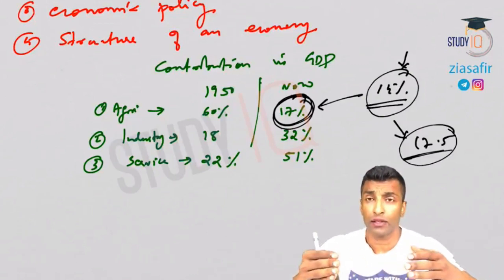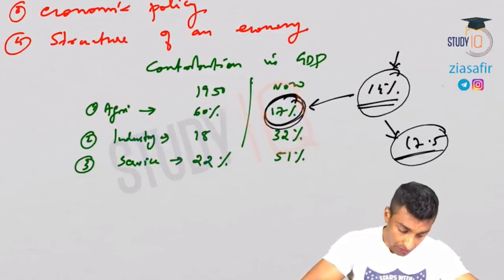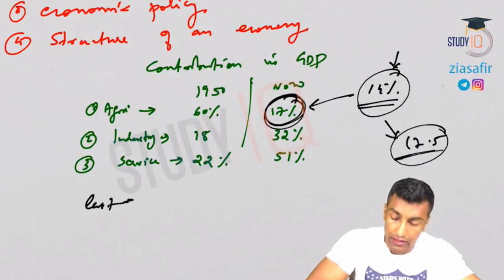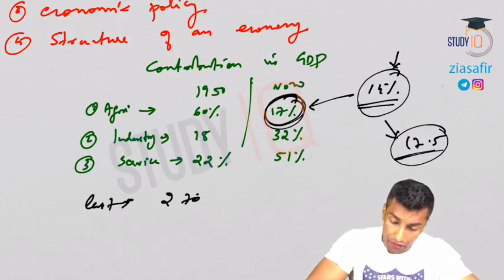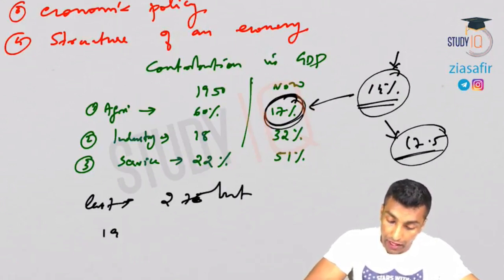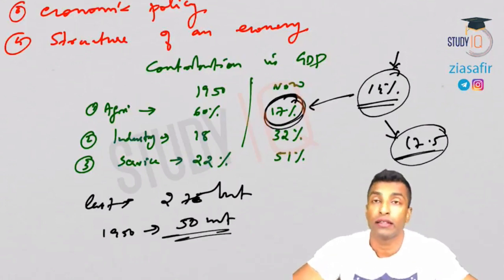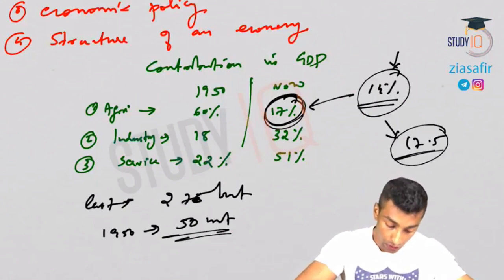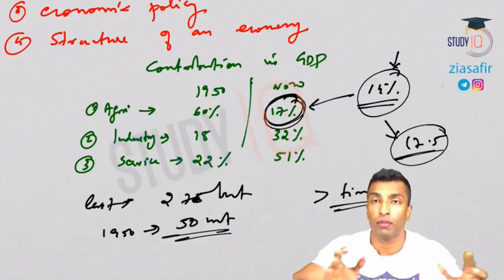It doesn't mean that the production is decreasing. Okay, if you see the production, let's say last year, it's around 280 million tons. So 275, 280 million tons, and in 1950 it was 50 million tons. So you can see here the production has increased by more than 5 times, right? More than 5 times, but the contribution is decreasing.